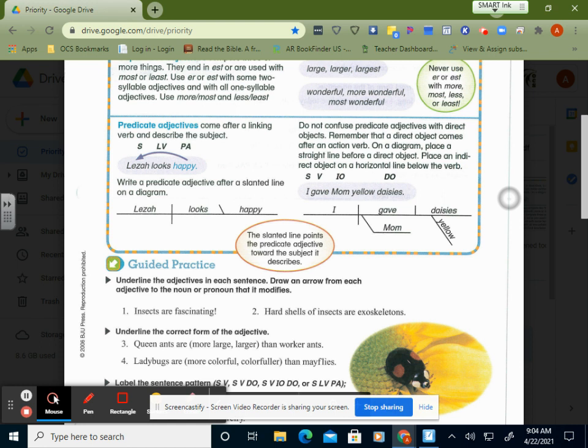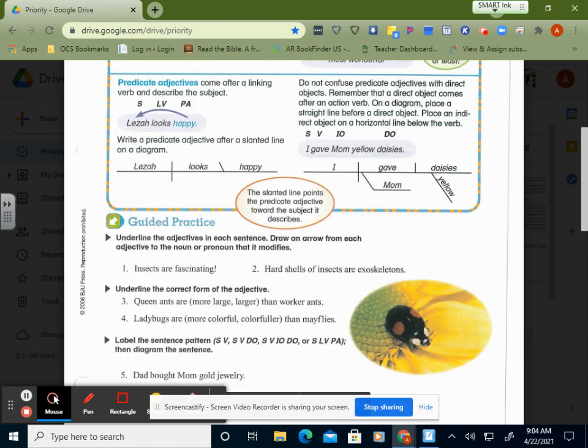Now, one more facet of adjectives we need to look at is the predicate adjectives. When do we have predicate adjectives? What type of verb? Predicate. What kind of verb? Linking verb. So up here you've got a predicate adjective, happy. You've got your subject, linking verb, predicate adjective.